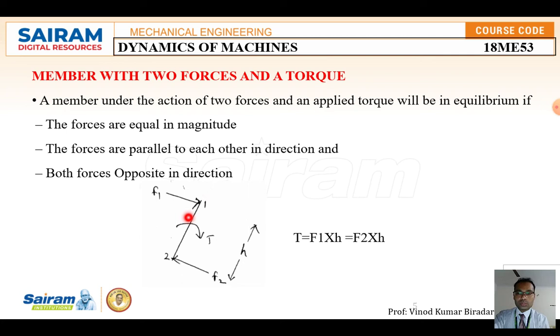This element 1 to 2 is a force element. At point 1 the force F1 is acting, and at point 2 the force F2 is acting. Because of these forces, a torque, that is a moment, will be produced. Torque is equal to F1 into H, if you consider with respect to point 1; if you consider with respect to point 2, it is F2 into H. This is the formula for torque, and the unit is Newton millimetre.